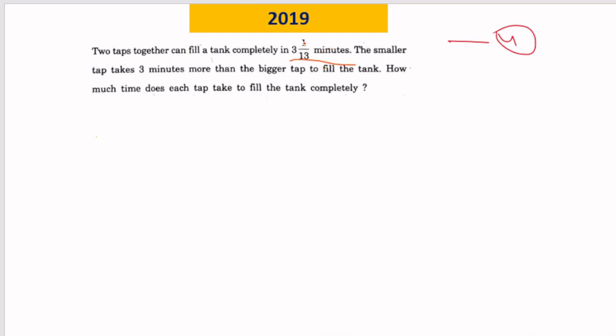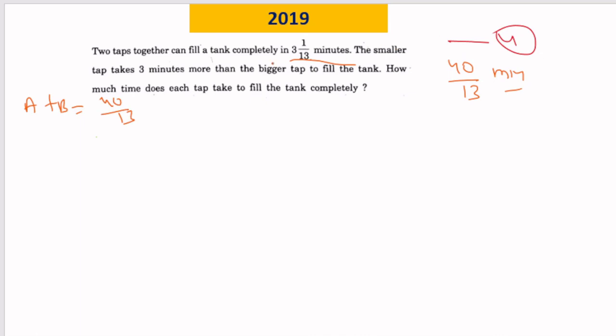But this is very difficult to understand. 3 1/3, so we can write 13 into 3, 39 plus 1. So I can write it in a simple way: 40/3 minutes. So together they can fill. So two taps, let's say A and B, they are able to fill in 40/13 minutes, right?